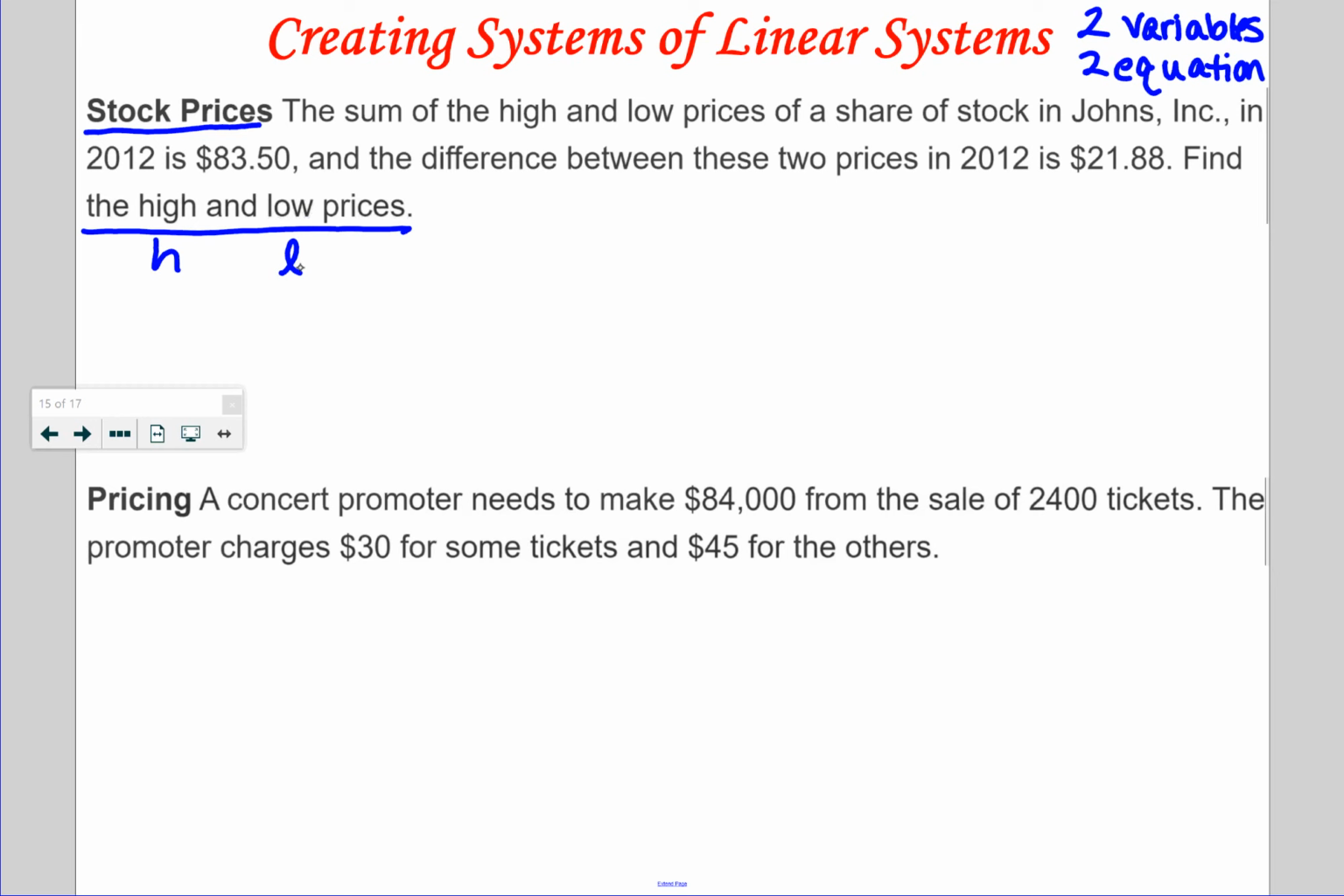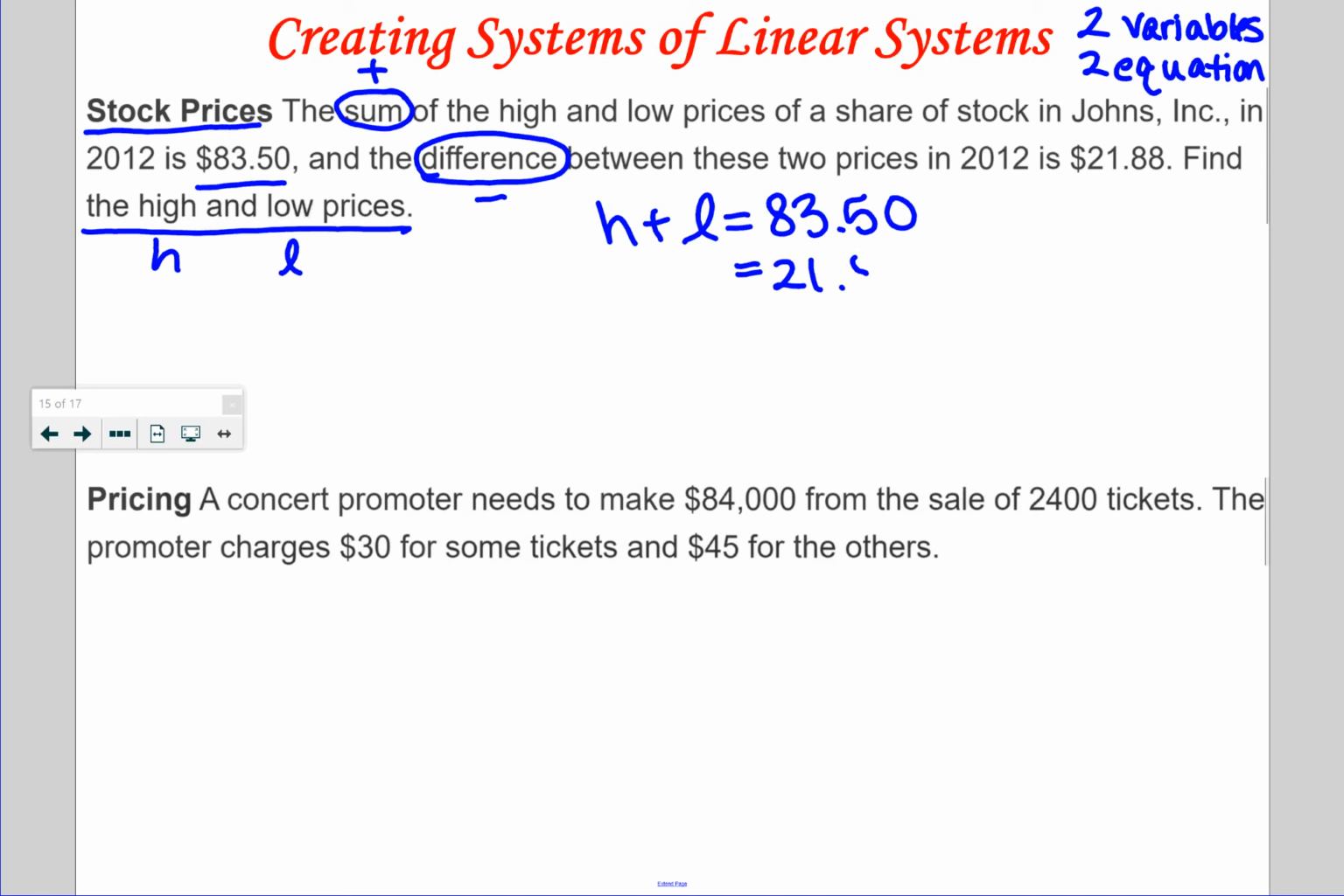All right, so now that we have our two variables that represent high and low prices, let's write two equations that each have an H and an L in them. The first piece of information I was given is the sum of the high and the low prices is $83.50. Well, sum is a fancy way of saying add. So that says we add H and L together, we get $83.50. The difference, which is a fancy way of saying subtract, between the two prices is $21.88. And it must be high minus low, because if it was low minus high, we would get a negative number.